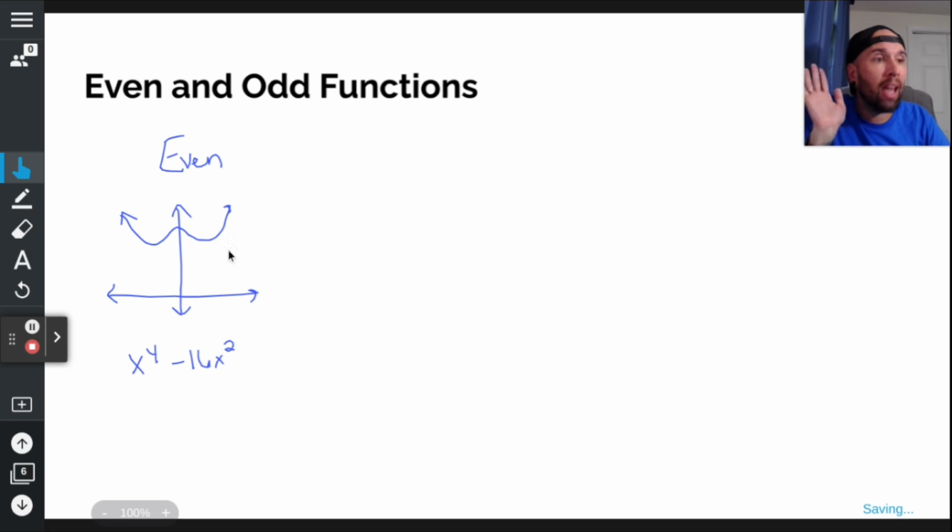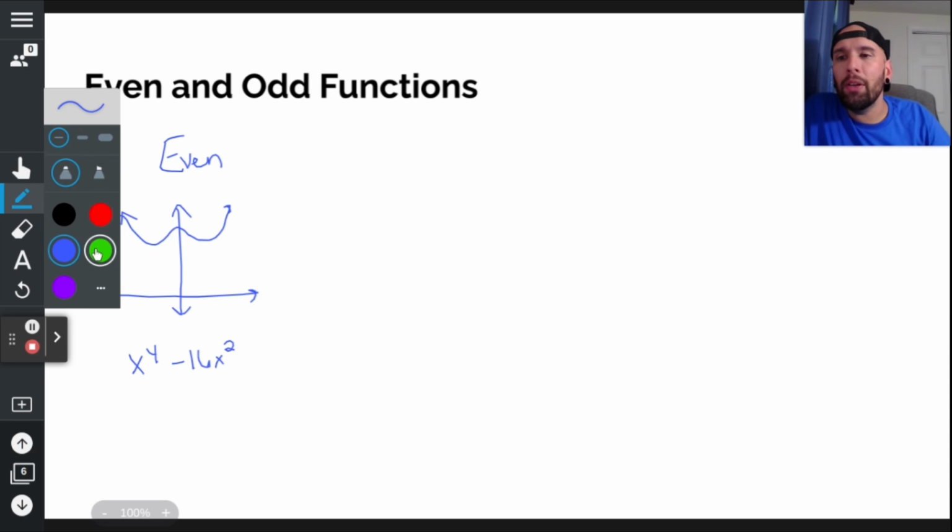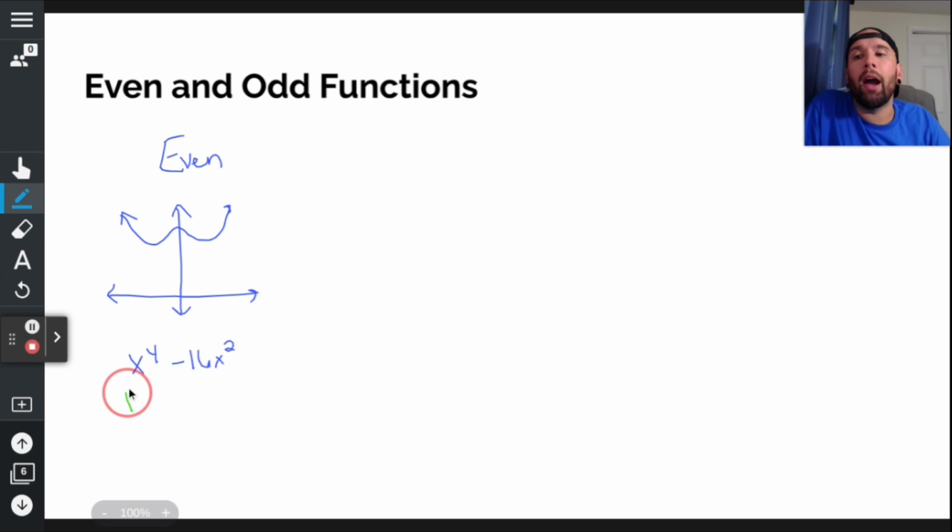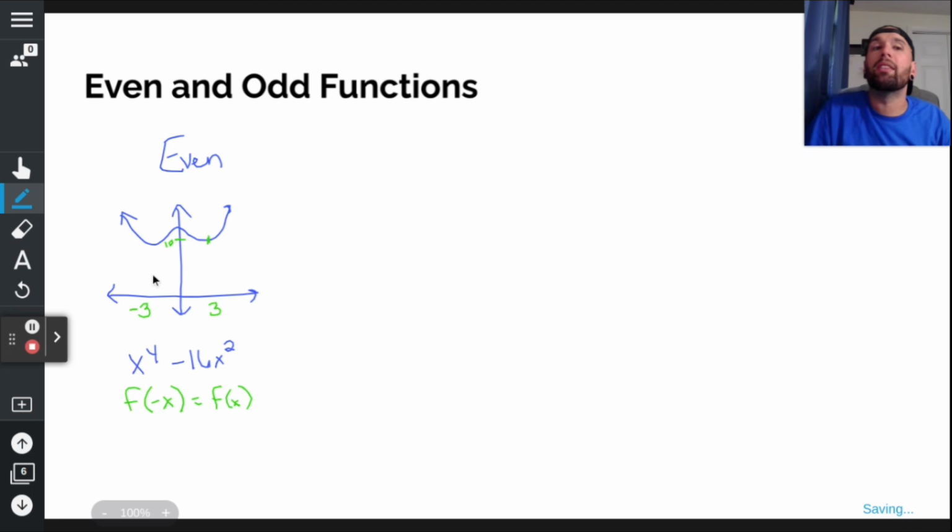Now, how can we test this? How can we make sure? What if I don't give you a picture and I tell you, is this even or is this odd? Well, I'll tell you what we do. If it's an even function, there is a rule that says if I were to replace f of x with f of negative x, it's going to end up being still f of x. What that means is if I plug in something like 3, and when I plug it in, I get something like 10, if I plug in the opposite of that, negative 3, I'm also going to get 10.